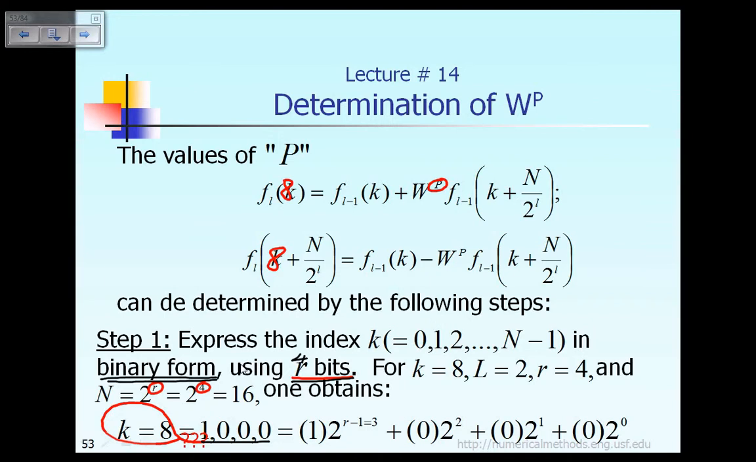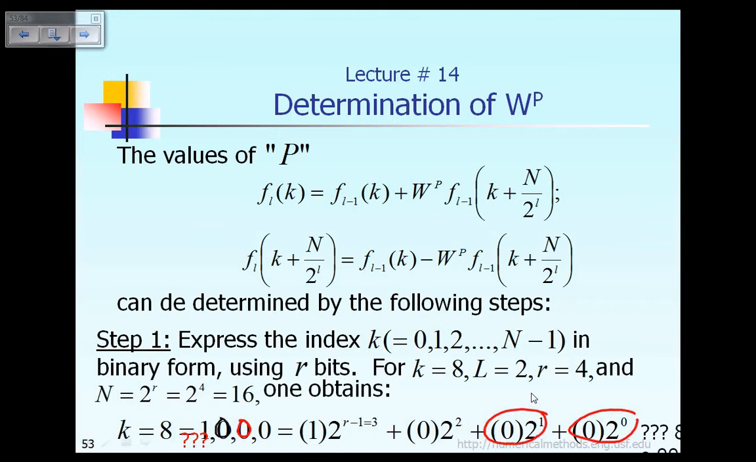Now, we all know the binary number with 4 bits, 1, 0, 0, 0. The last 0 corresponds to 0 times 2 to the power 0. And then the 0 next to the last one corresponds to 0 times 2 to the power 1.